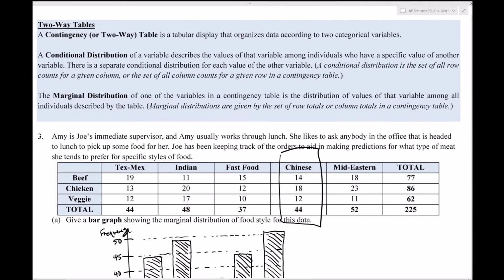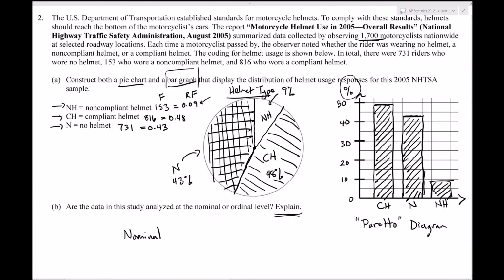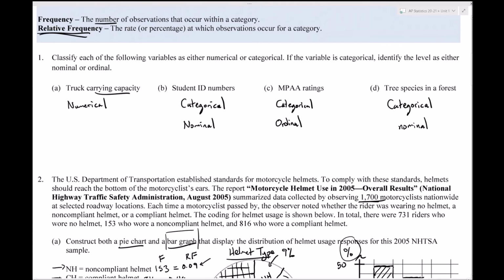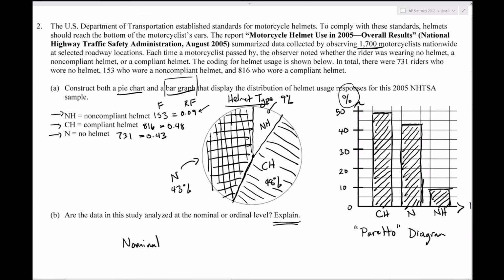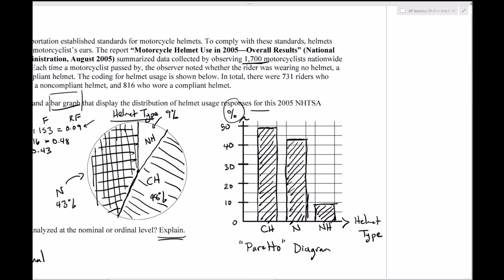Going back to what we saw in class, relative frequency differs from frequency in that it's scaled as a percentage or a proportion out of the whole, out of the sample size. Frequency by itself is the number of observations. It's a count. It's a whole number. Relative frequency is the rate at which those observations occur for a particular category. So rate or percentage means we're going to divide by the total. Relative frequency just means percentage. So that's what we gave here in this Pareto diagram. I gave a percentage. That's a relative frequency.